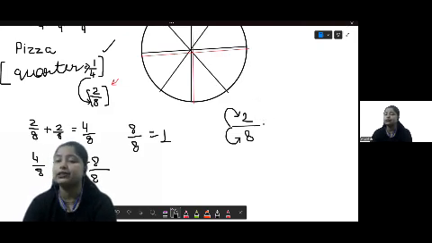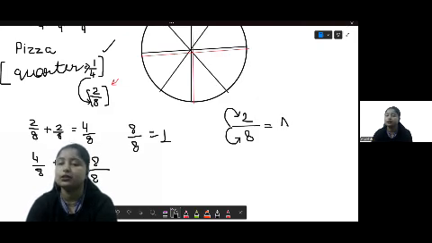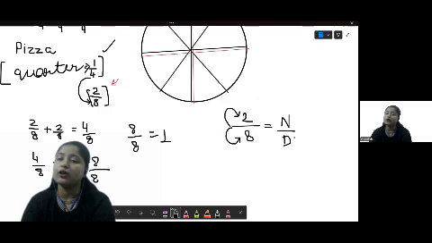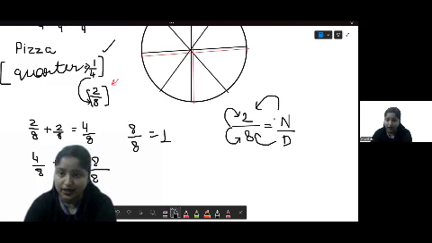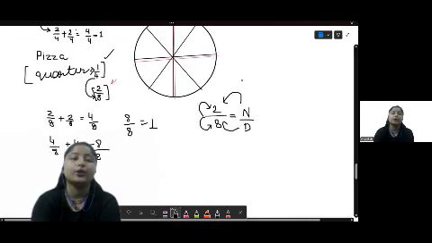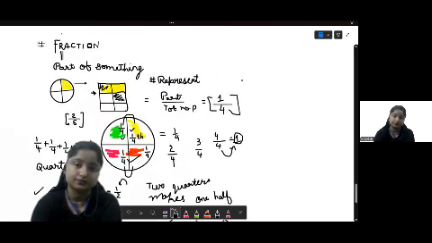Now, in mathematical terms, what do we call them? The number on the top, we call the numerator, and the number in the bottom, we call the denominator. What do we call it? The number on the top is the numerator, and the number that is below, in the bottom, is the denominator. So this is how we represent a fraction. This is how we write a fraction.